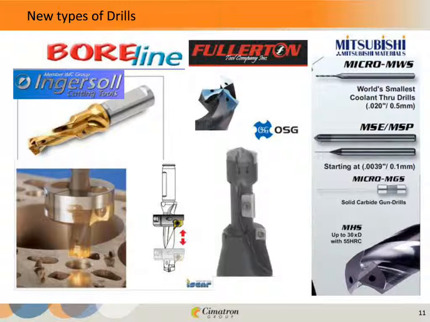Over on the right, there's some micro drills, and you can see here it says the world's smallest coolant drill, or world's smallest coolant through the drill at 20 thousandths in diameter. And I think that's just really amazing that you can have coolant being put through the drill at that diameter. And there's also a picture there of some really small micro gun drills. And this bottom one is claiming it can drill 30 times the diameter in depth in 55 Rockwell material, which again is just really, really impressive.